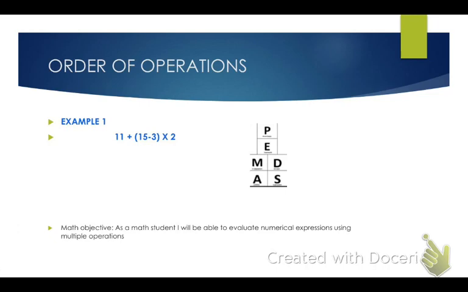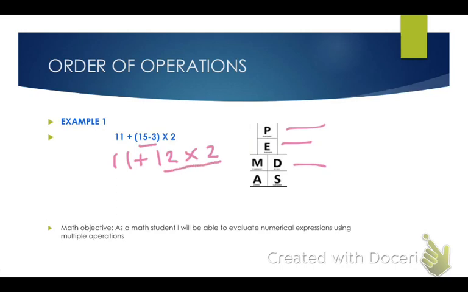Here we go. Very first thing we're going to do is example number 1: 11 plus 15 minus 3 in parentheses times 2. Now remember, here's the very first step, parentheses. Do we have some? Yes, we do. Right here it is. So it's 11 added to 15 minus 3 is 12 times 2. Do we have any exponents? No, I have no exponents in there. How about a multiply and divide? Yes, I do. Right here it is.